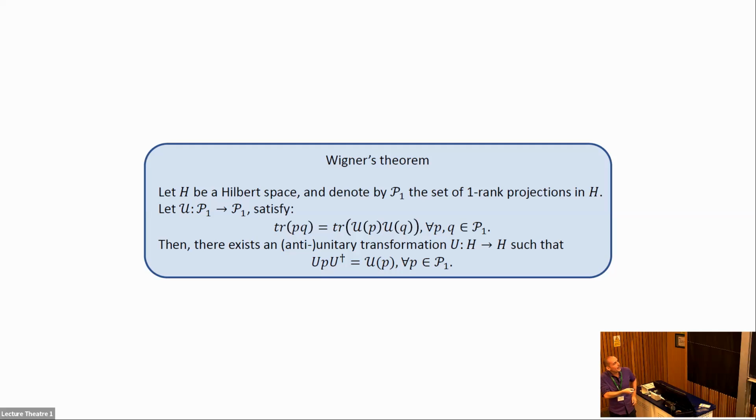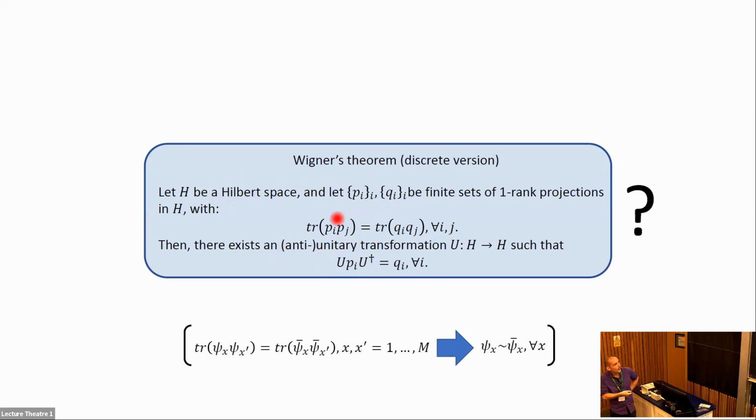What matters now is what it says, right? It simply says that if you have some map from rank 1 projectors to rank 1 projectors that preserves the overlaps, then there exists an anti-unitary transformation that implements the map, right? For a unitary map. This is exactly what we need, because in our situation, it's pretty much the same.